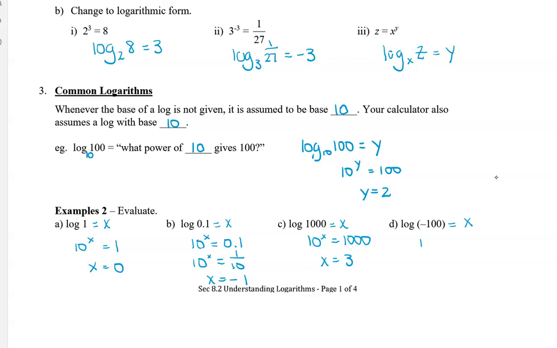Now the last one is 10 to the power of x is equal to -100. In this case, there isn't any way that we can have any exponent to give us a negative number, unless 10 already started off as negative. But 10 can't be negative because it's already just 10. So therefore, this one has no solution.